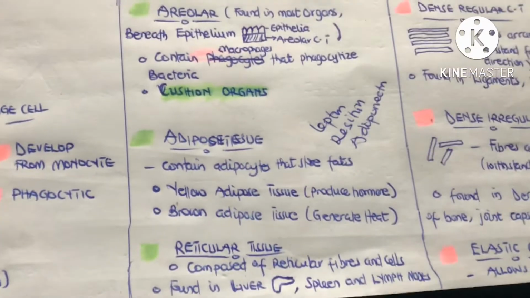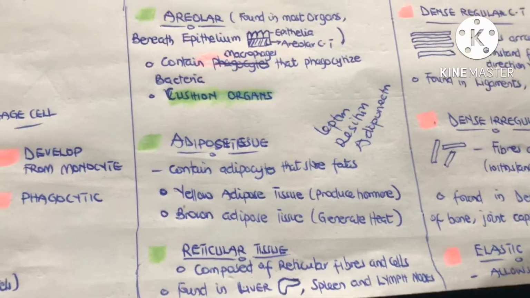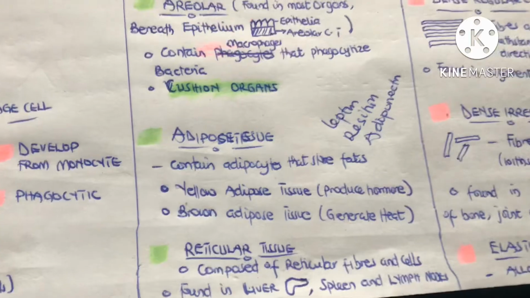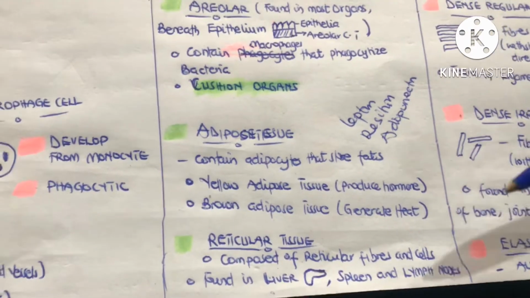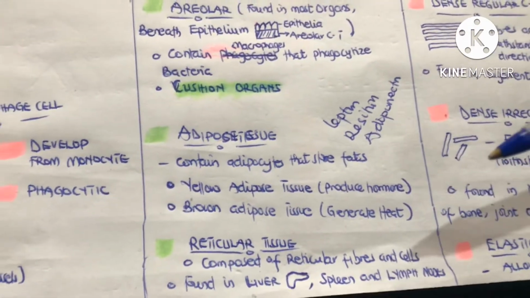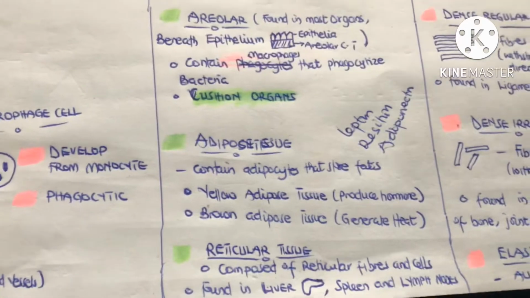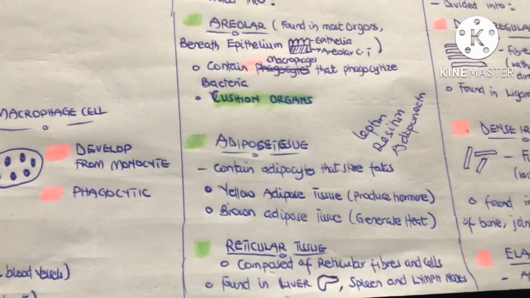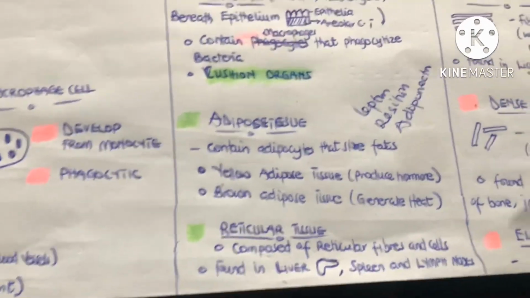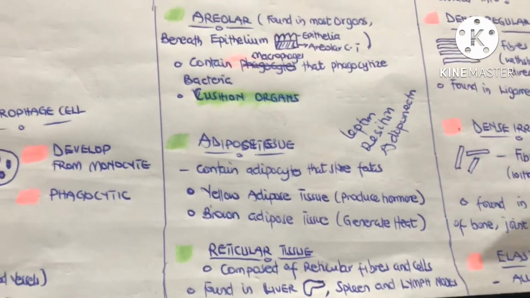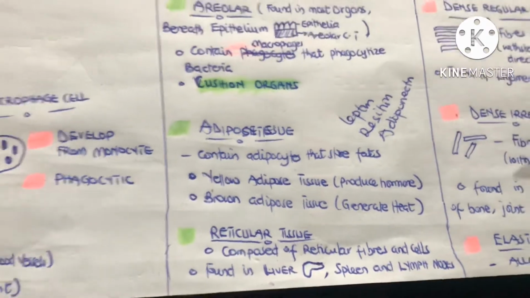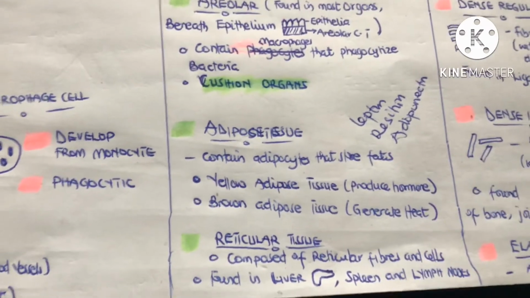The reticular tissue is mainly composed of reticular fibers and cells. So when you look at the reticular tissue, you can find many reticular fibers and cells. And as we said, reticular fibers can be found in the liver and also the lymphoid organs. So definitely the reticular tissue can be found in the liver, the spleen, and the lymph nodes. But the question is, what is the function of this reticular tissue?